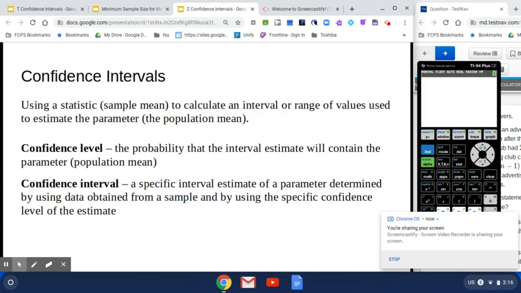A confidence interval is a form of inference where we are taking the sample mean and using it to calculate and predict what the population mean would be. We can do this for different confidence levels. We're going to be focusing on the three main confidence levels today, 90, 95, and 99, but you can calculate any confidence level confidence interval. The confidence interval is the range of values that is used to estimate the population mean, as well as an interpretation of those numbers.